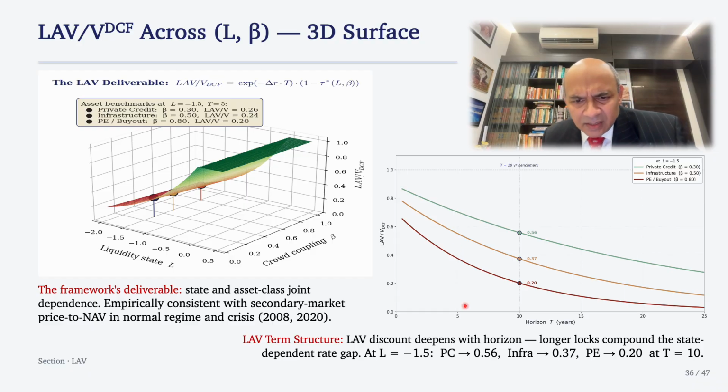The chart on the right shows the LAV to DCF ratio again, and you've got the horizon. As the horizon increases, the effect will also be more significant when you have a distress situation. So here we have assumed L equals minus 1.5, so a global financial crisis level of disruption. And so across different asset classes, all asset classes keep losing value as the horizon increases.